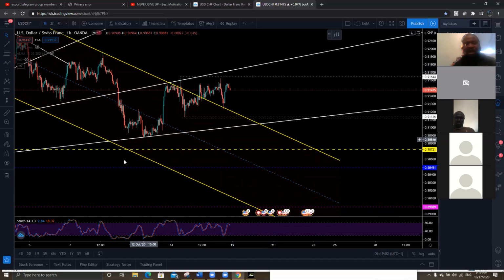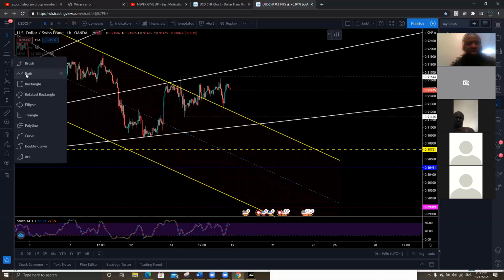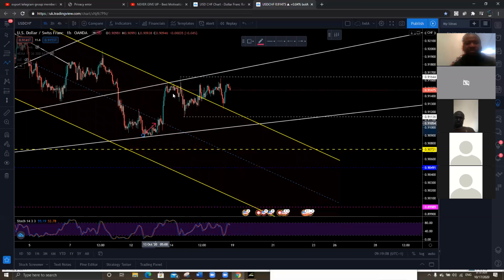So for me, one thing that I want us to look at now is what kind of pattern can emerge over here. So if this is a double top, can we see a potential reason for this to give us an M pattern? And if that M pattern is a double top pattern, we can see a possibility for price to come back down here. First of all, it is possible.